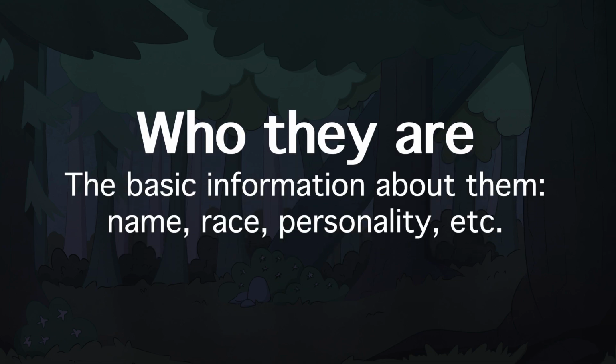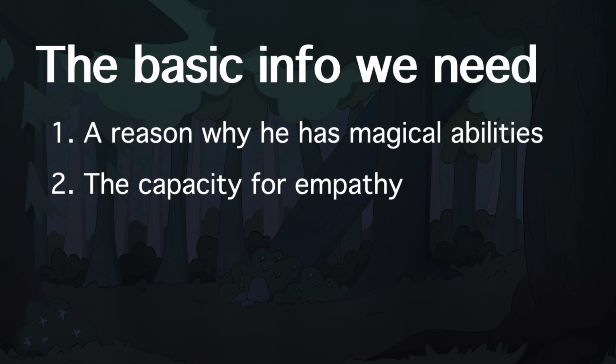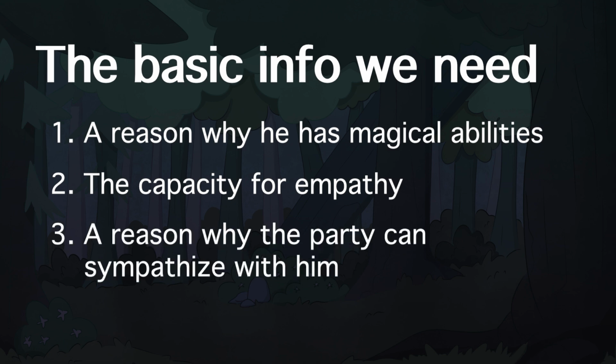Let's start with who they are. This is their basic info: name, race, personality, etc. I tend to start off with who they are personality-wise before going over their physical description and name, since their personality often gives me ideas of what to name them or how they should look. Now, if we want to create a sympathetic necromancer, this guy needs to have magical abilities, has to have a certain level of empathy to sympathize with the player's desires, and needs to have sympathetic qualities the players can get behind.